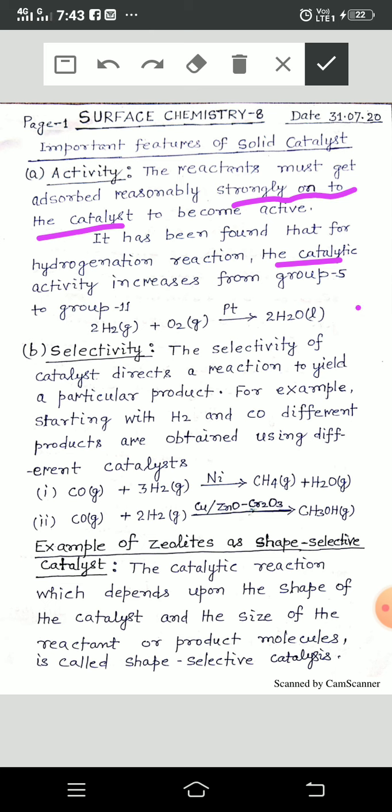Now the second point is selectivity. The selectivity of a catalyst directs a reaction to yield a particular product, means a particular catalyst can give a particular product. As for example, when nickel catalyst is used, we will get methane, but for the same reactants, if this catalyst is used, then methanol will be obtained. So this is about the selectivity of catalyst, and here is the example of a selective catalyst.